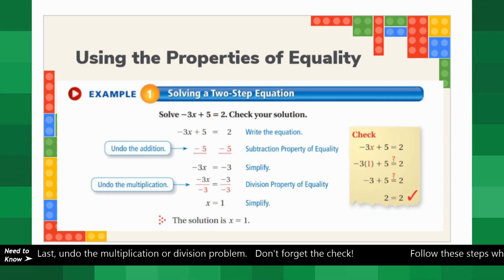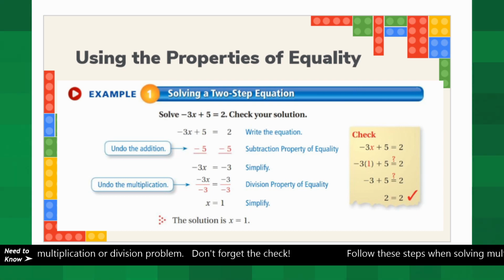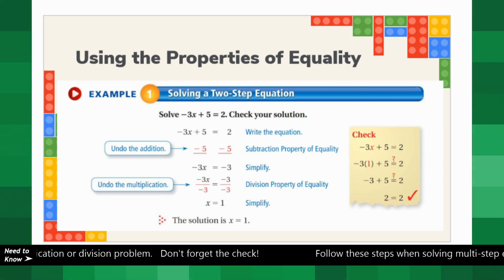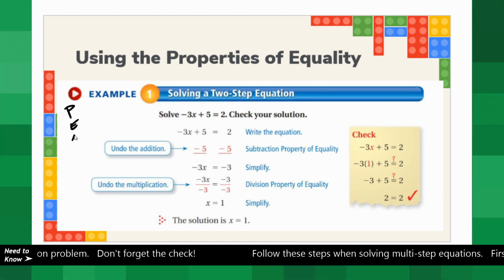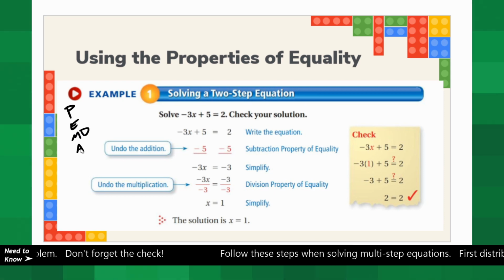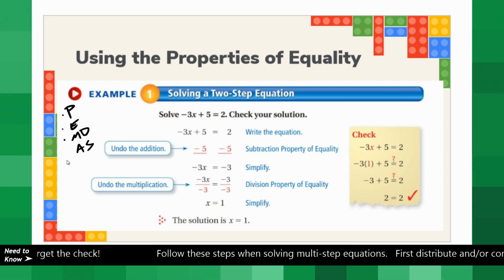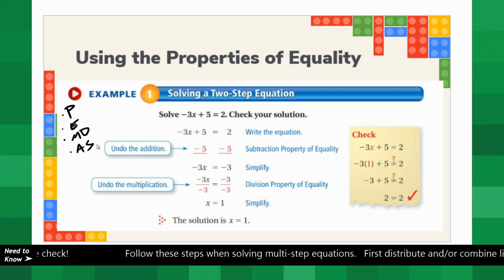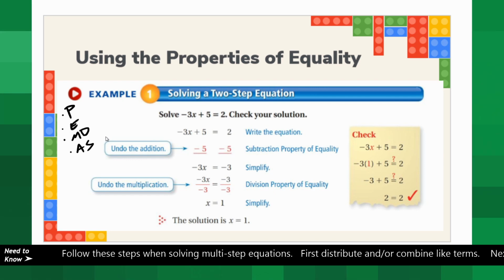The way we're going to solve these is to use the properties of equality. And one way you can think of it is we're going to do PEMDAS backwards. So we're actually going to start at the bottom of the PEMDAS list. Remember, PEMDAS is our order of operations. And normally we go parentheses, exponents, multiply and divide left to right, add and subtract left to right. But because I have an unknown quantity in my equation, I'm actually going to go backwards.